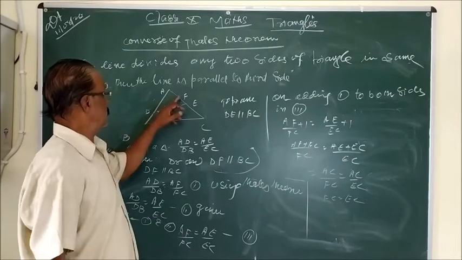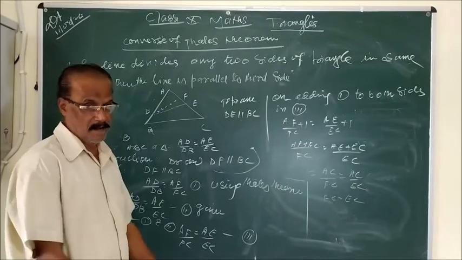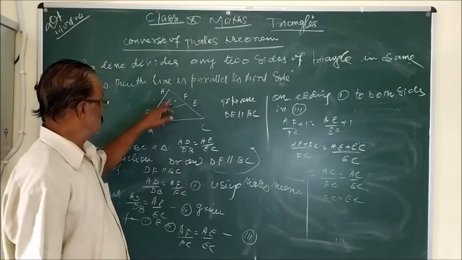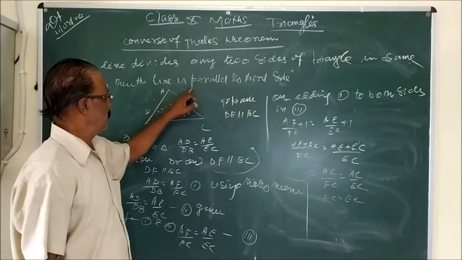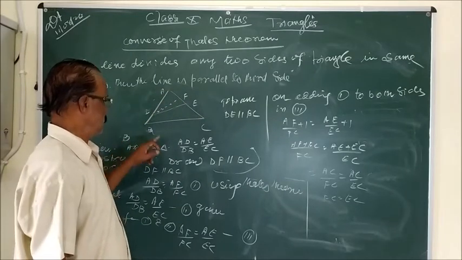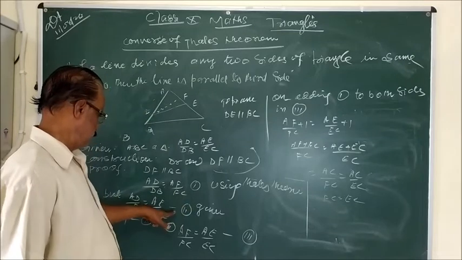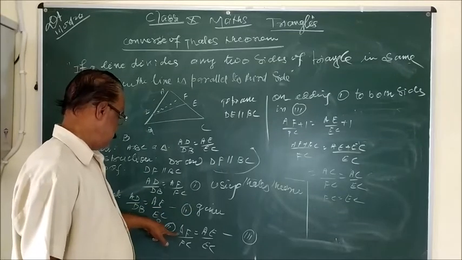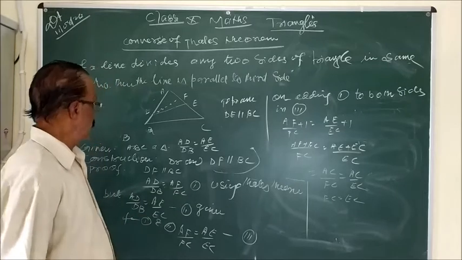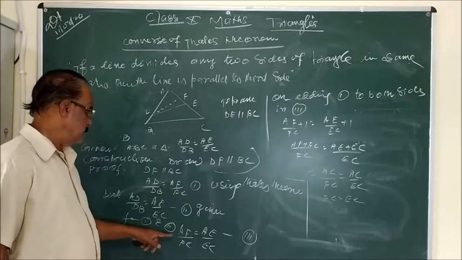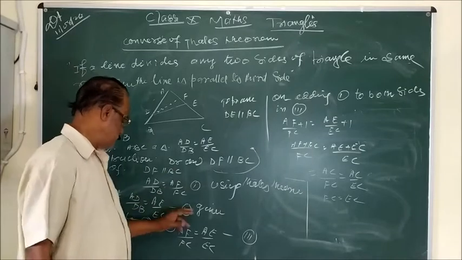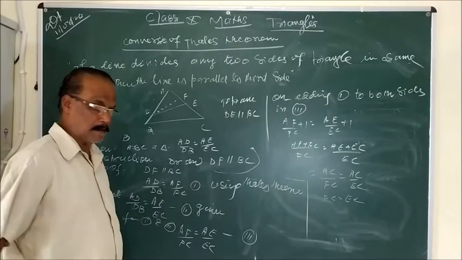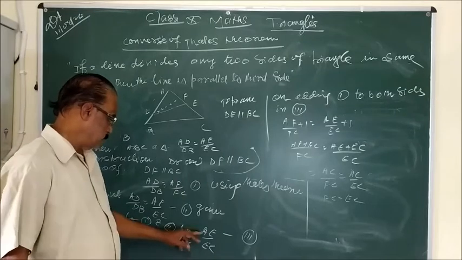We draw DF parallel to BC. We can use Thales theorem because we have drawn DF parallel to BC, so AD by DB equals AF by FC by Thales theorem. Now it is given AD by DB is equal to AE by EC. If you compare these two, left side equal, RHS will be equal, so AF by FC is equal to AE by EC.